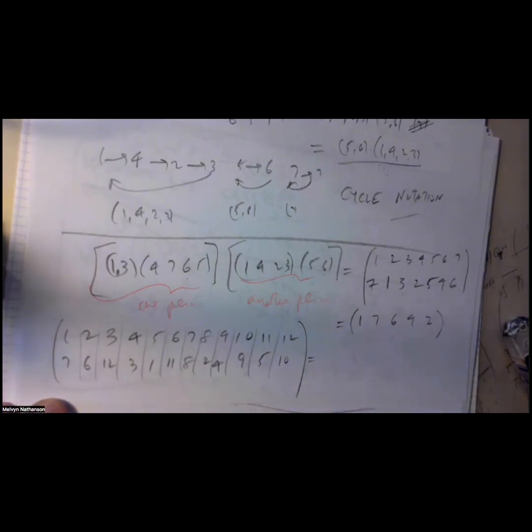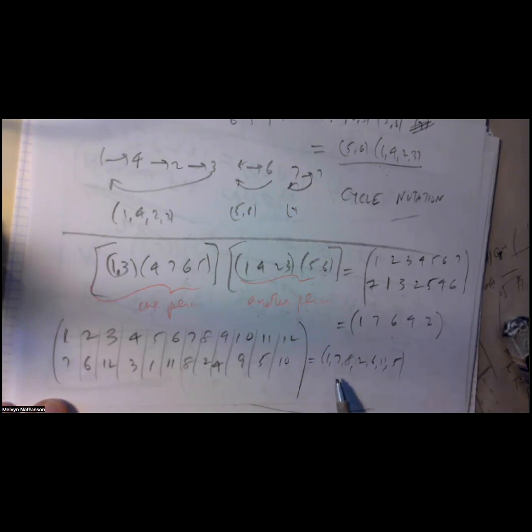I want to write it as a product of cycles. So let's see. I can start with 1. 1 goes to 7. 7 goes to 8. I have no idea what's going to happen. 8 goes to 2. 2 goes to 6. 6 goes to 11. 11 goes to 5, and 5 goes back to 1. So this permutation includes this cycle (1, 7, 8, 2, 6, 11, 5). This is a 7-cycle, a cycle of length 7.